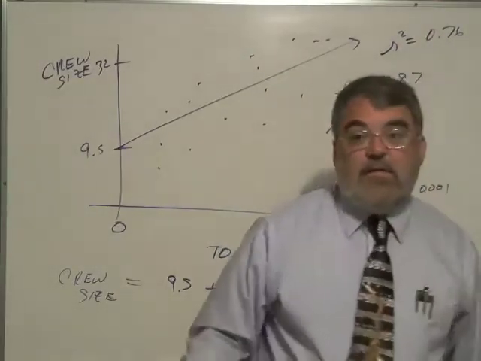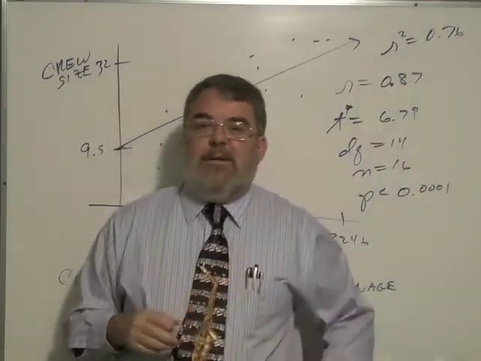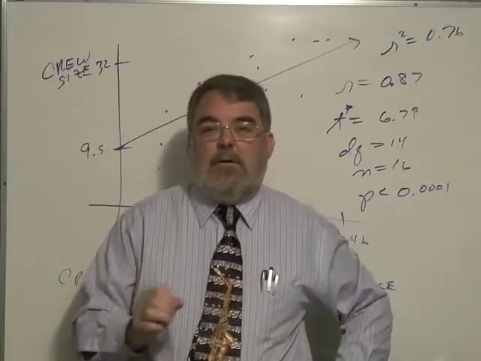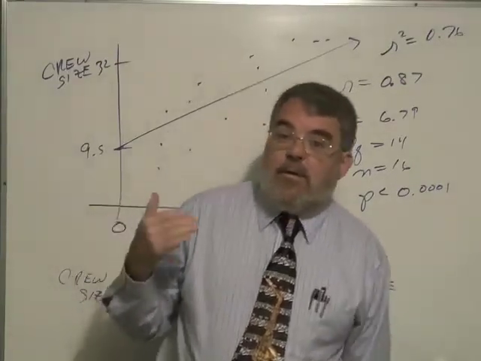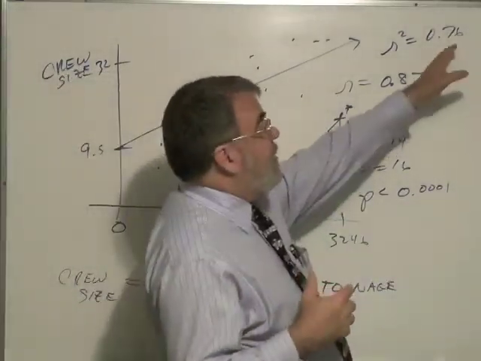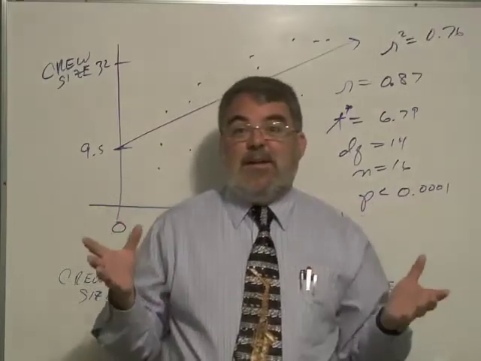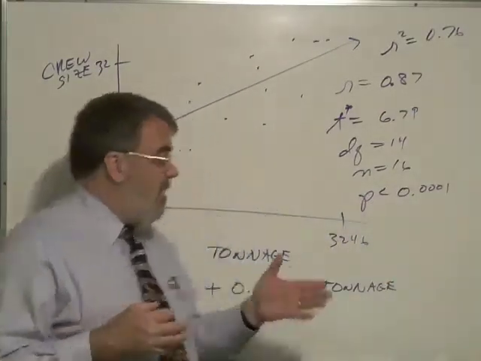Let me suggest, if you want to score points with me, in this kind of analysis, look at r squared also. Calculate r squared, because r squared is an important piece of information. It tells us, in this case, that 76% of this data is explained by the relationship between tonnage and crew.